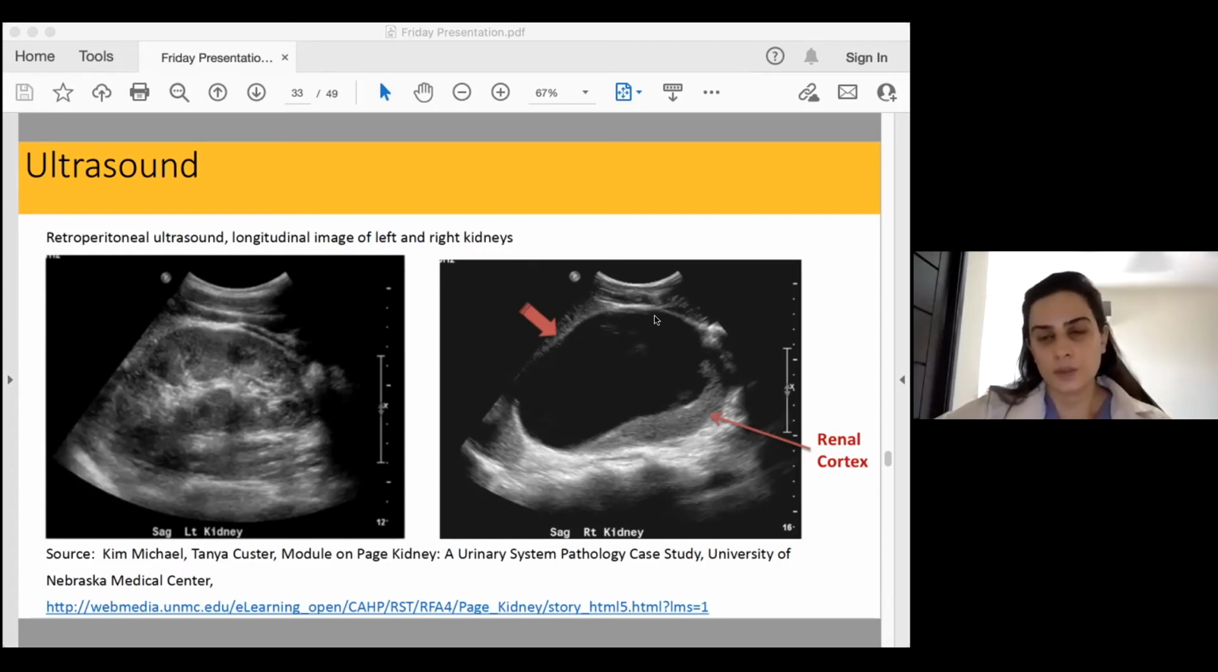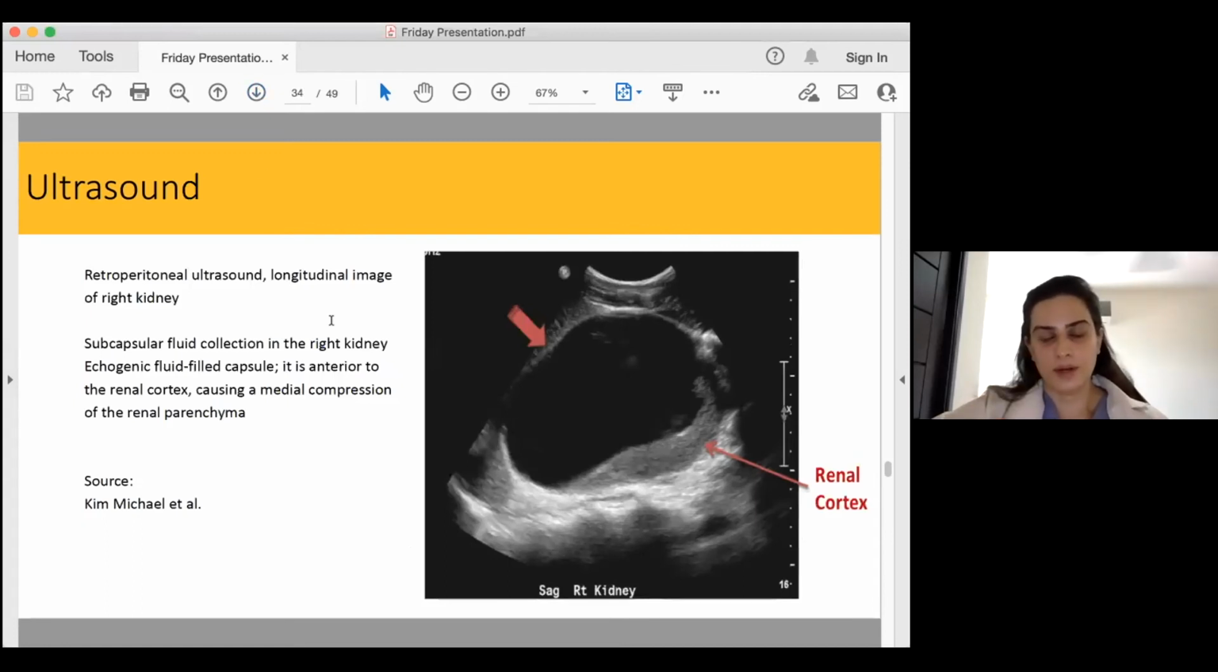On the right, which is where the Page kidney is located, we see the renal cortex, with its typical gray, homogeneous appearance, has been compressed here. This indicates that there is some fluid-filled, anechoic structure that is compressing the renal cortex. We are also able to see this light gray or even white color, a different density, that indicates this is the capsule of the kidney, and that this accumulation of liquid is within the capsule.